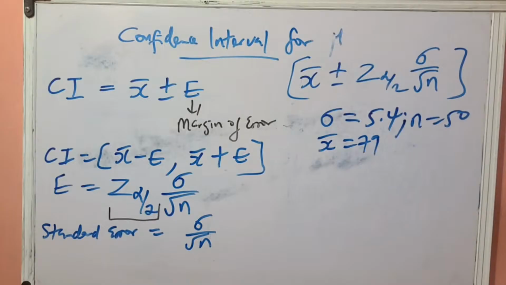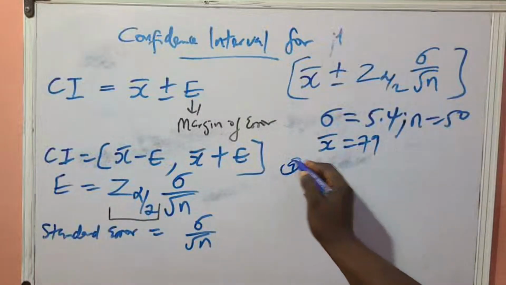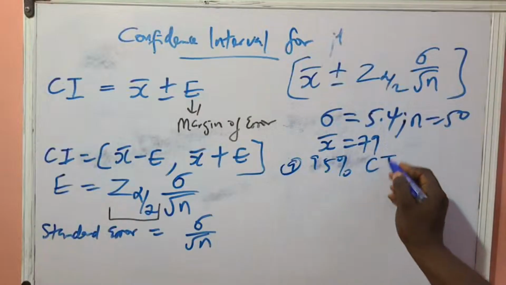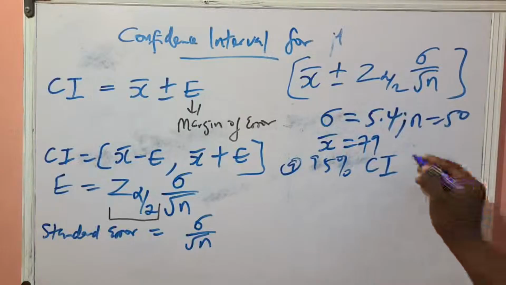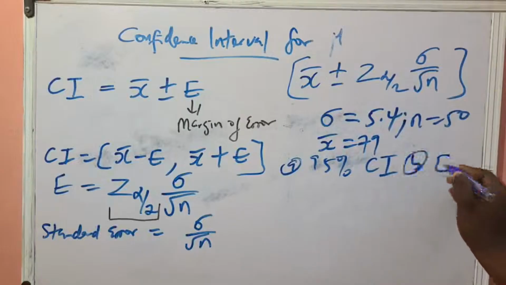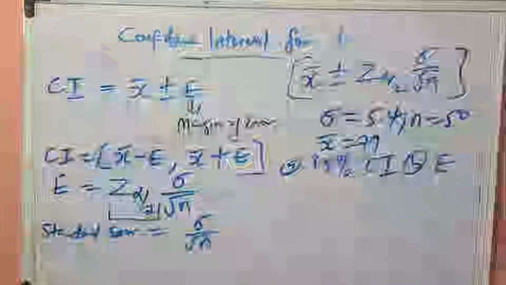Now, the question goes like this. Find a 95% confidence interval for the population mean test score. That's question number A. All right, so we are asked to construct a 95% confidence interval for the population mean. Question number 2 said, what is the value of the margin of error? So question number 2 asked us to find E, the margin of error.